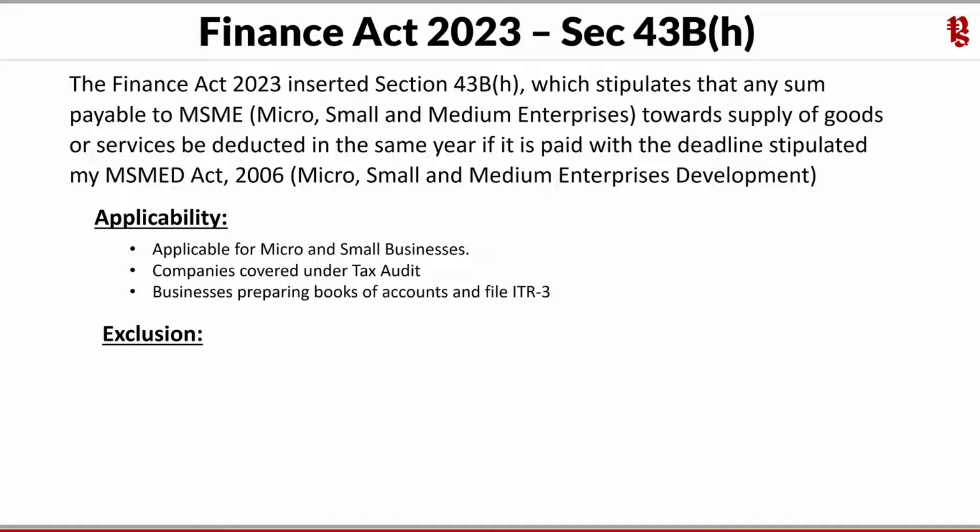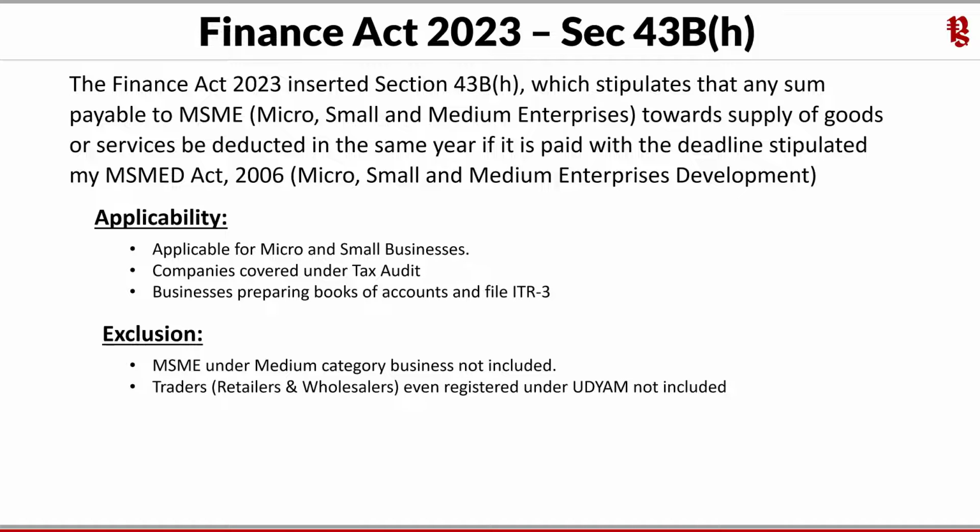The exclusions are, so we saw three segmentations: micro, small and medium. MSMEs under the medium category, whose net investment in plant and machinery or equipment is more than 50 crores and net turnover more than 250 crores, are not included, even though they are registered under Udyam. Second, traders, retailers and wholesalers, even if they are registered under Udyam, are not included for this section.